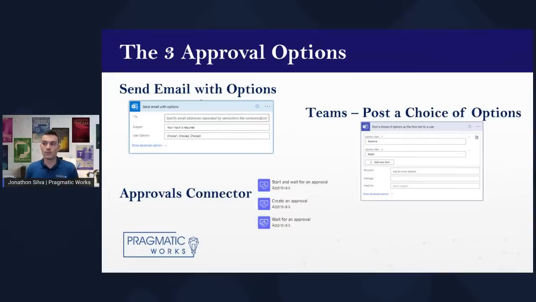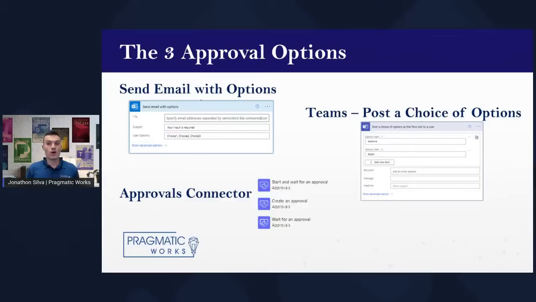to interact with your approval. Now, what I've done is I just typed in the word approve or the word reject, but you can add in whatever options you want, just like with the send an email with options action. And then from there, you can choose who the recipient is, the message, the headline, and the layout. You can add stuff in there to have your users interact with that approval.